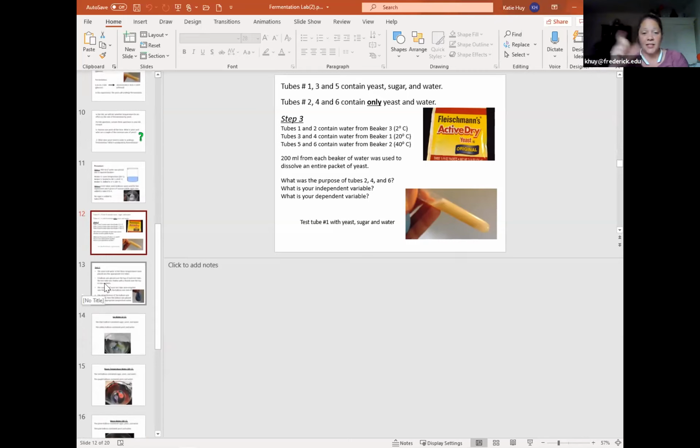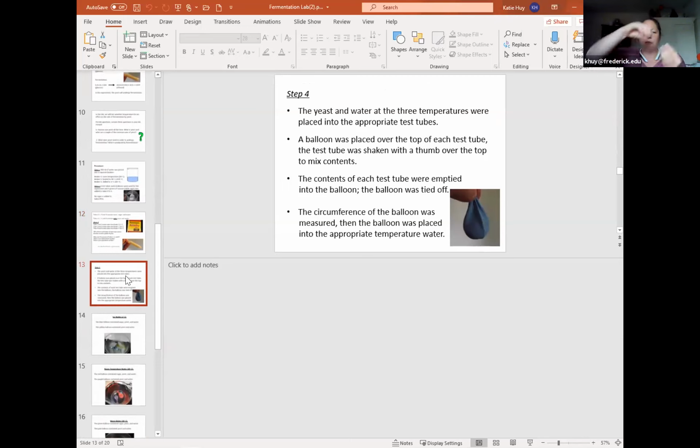So we shake up all 6 of our test tubes. We've put a balloon on top of it. We're shaking it up to activate the yeast. And now we flip the test tube, and all of the yeast, sugar, water mix, that solution goes into the balloon, and you tie the balloon off. Okay? So now we're going to put that balloon into the temperature of the water that we put into that mixture.